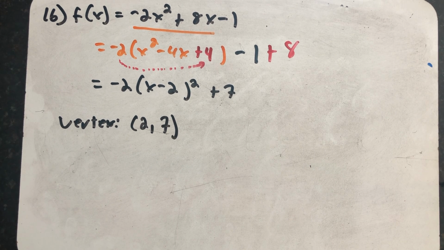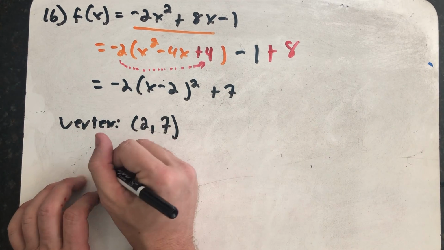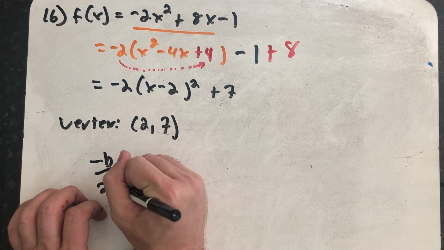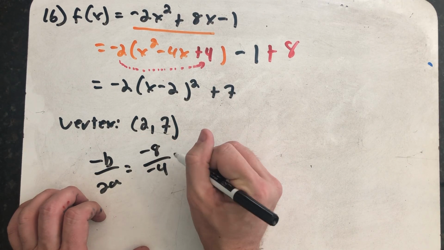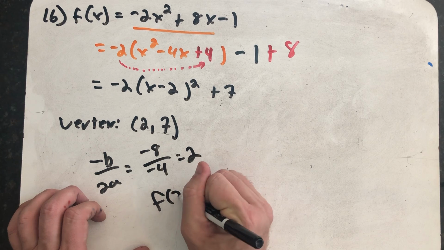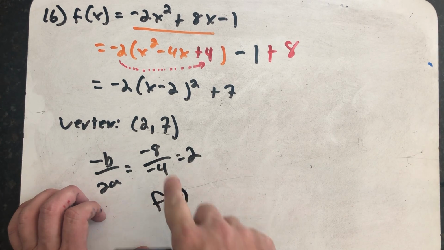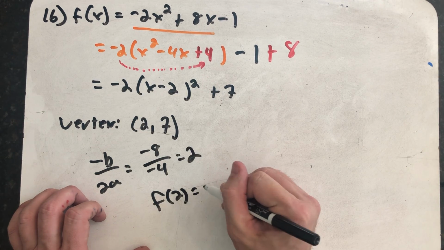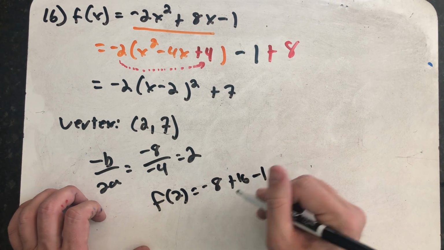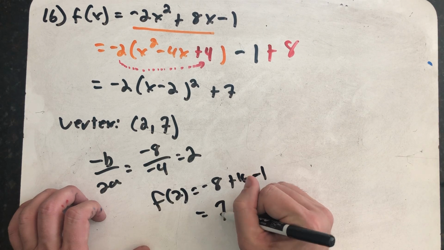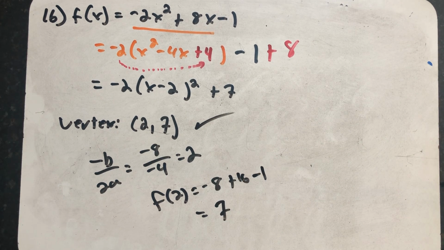And again, in my handwritten notes, I've graphed it, but here we were just asked to find the vertex, and we've done that. And if you pause the video and use the vertex formula, you would have said the opposite of b all over 2a is minus 8 all over minus 4, which is 2. Plug that 2 into the function, and we, let's see, get a minus 8 plus 16 minus 1, and that is 7. So you get the same vertex using either method, and that feels good to me.